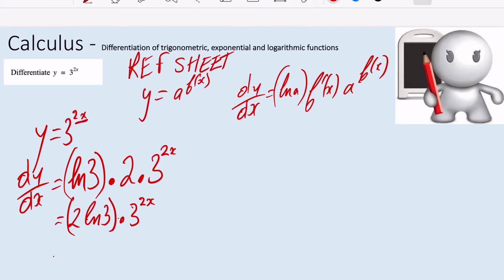Look, good answer. Some other alternatives you could have had is the log of 9. So just moving the coefficient over here to make it an index. So 3 squared is 9.